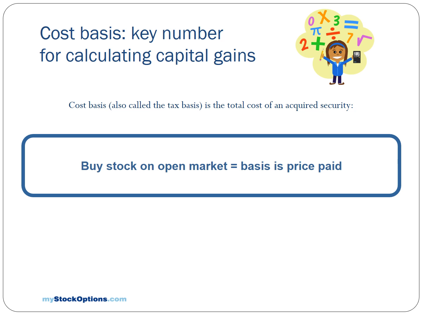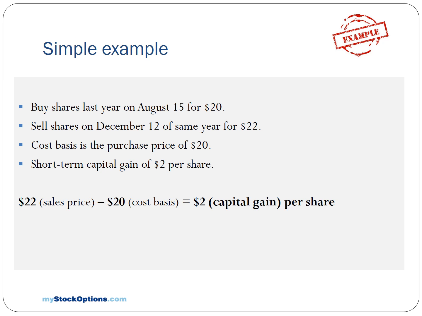Now, the cost basis is that all-important number that you subtract from the sale proceeds to determine the size of your gain or loss. And when you buy stock on the open market, it's very simple. Basis is the price you paid. Let's look at this example. You buy shares on August 15th for $20 a share. You sell it later that year, on December 12th, for $22 a share. So your cost basis is $20. You subtract that from the 22 and you have a $2 per share capital gain.